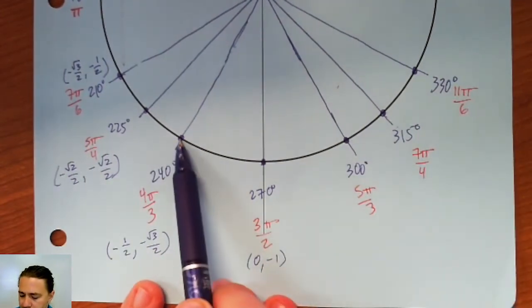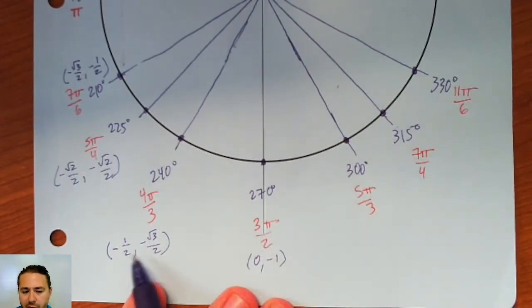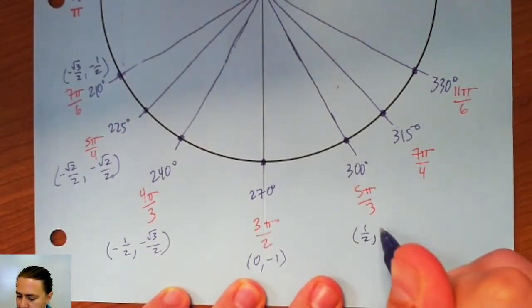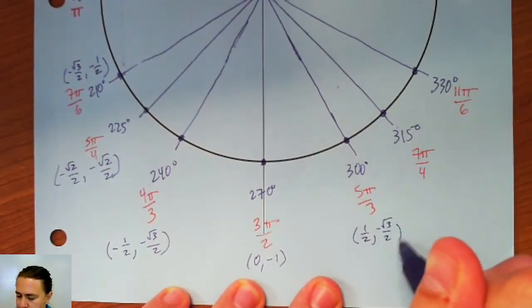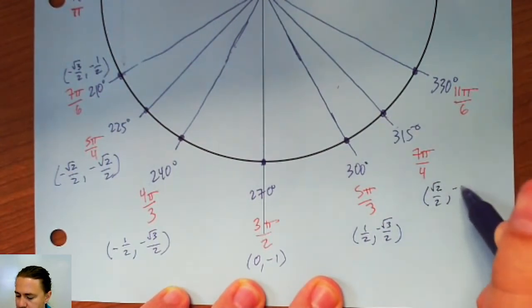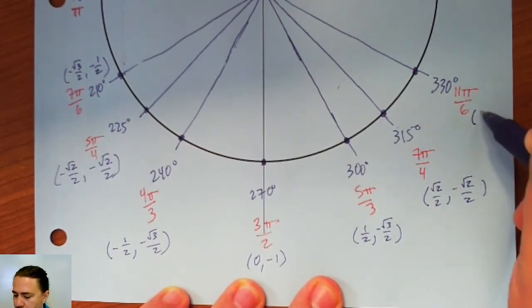So in other words, this coordinate will be the same as this coordinate, except the x should be positive. So this point's going to be 1/2, -√3/2. This point will be √2/2, -√2/2. And then this one will be √3/2, -1/2.